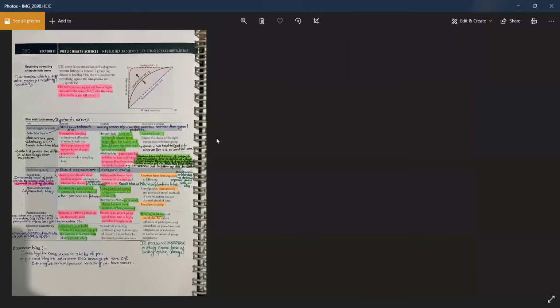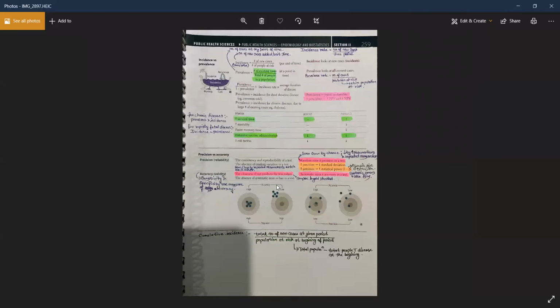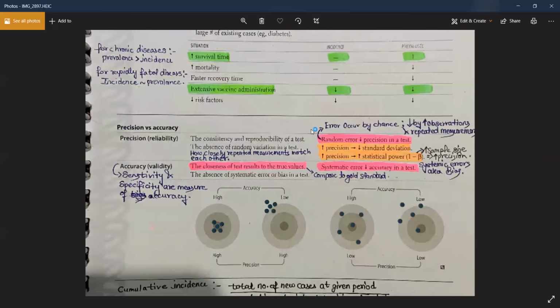Remember I told you about these errors. These errors do not affect the precision, but they affect the accuracy. Precision is affected by the random error, and you decrease the random error by increasing the observation number. Like I told you, if you increase sample size, you can increase the precision. So if you increase the number of observations, you can get a high precision. To decrease a random error, you need to increase the observations, repeated measurements.